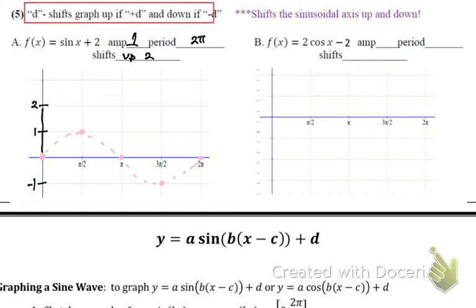So that first point, instead of being at 0, 0, is going to be at 0, 2. Instead of being pi over 2, 1, it's going to be pi over 2, 3. Pi is going to be at 2. Down here, and there.